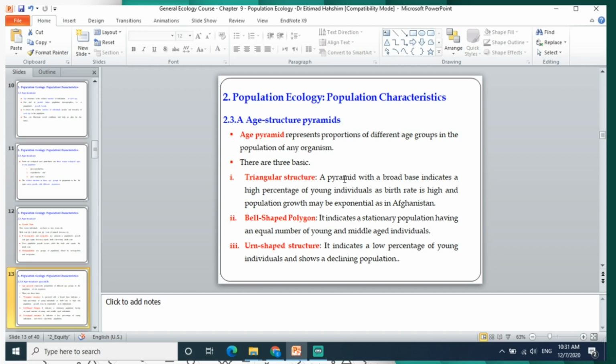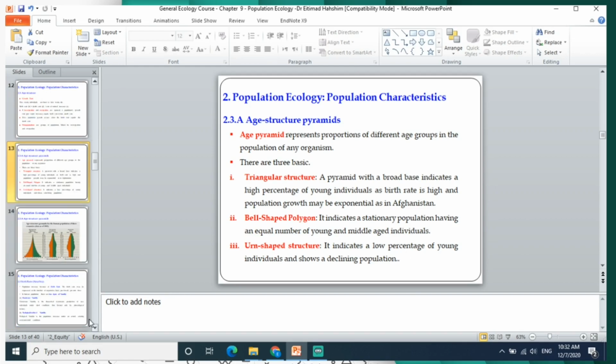Triangle structure is a pyramid with a broad base, indicating a high percentage of young individuals and a high birth rate, and population growth may be exponential, such as in Afghanistan. They have a lot of children, young individuals. So the bell-shaped structure indicates a stationary population, with equal numbers of young and middle-aged individuals. The urn-shaped structure indicates a low percentage of young individuals and shows a declining population. Let us see that with graphs.